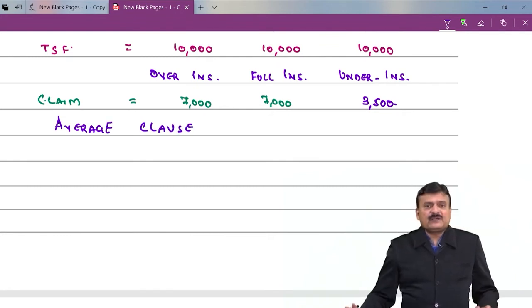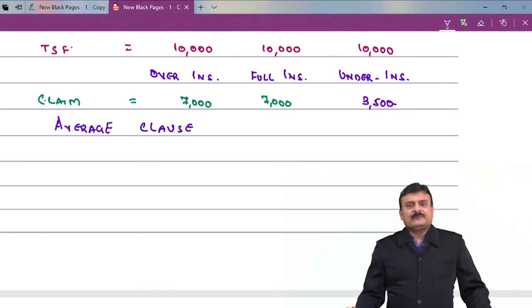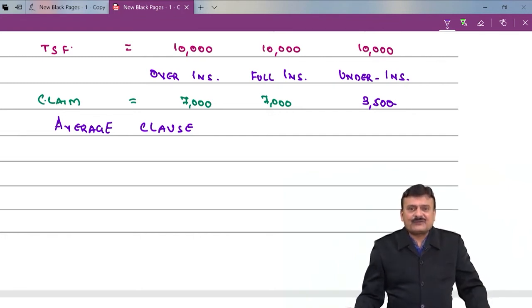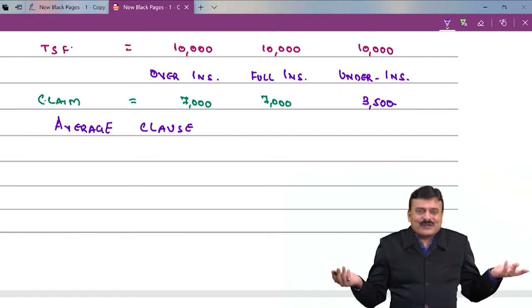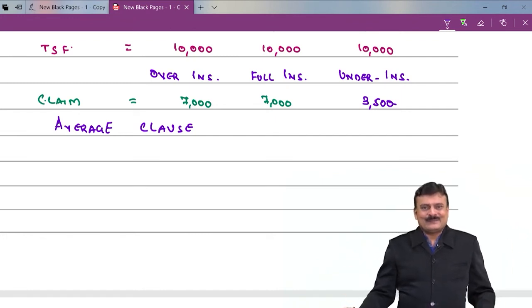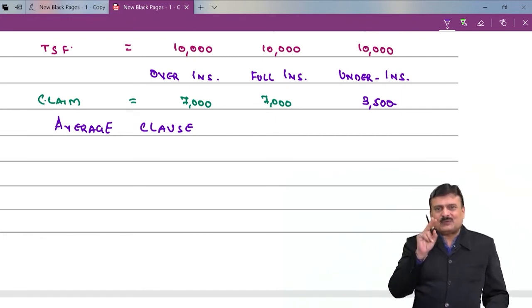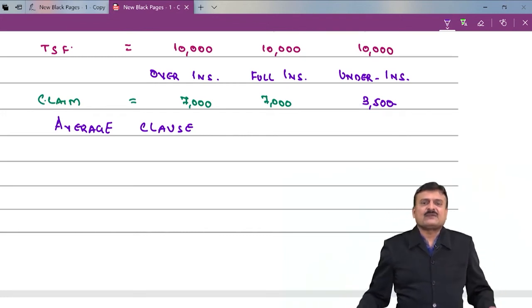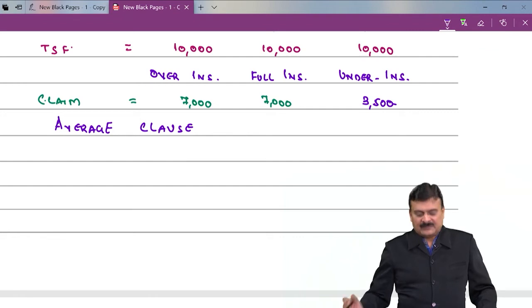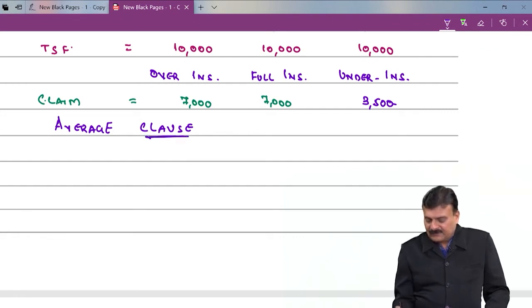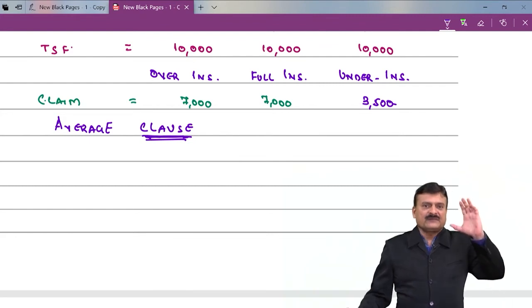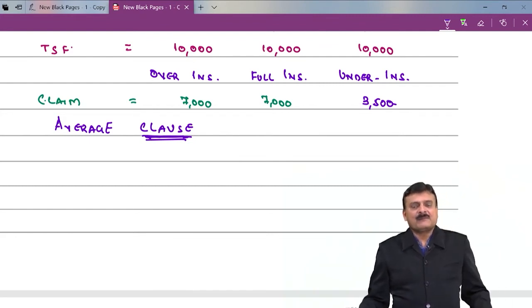So this proportionate calculation, because your insurance was not fully covering the amount of the stock, the insurance company gave you a proportionate claim. This calculation of proportionate claim is called average clause in the language of insurance business. You know the word clause. What do you mean by clause? Clause means one of the terms and conditions of an agreement.